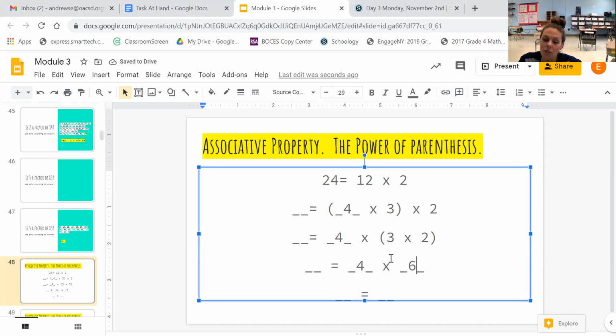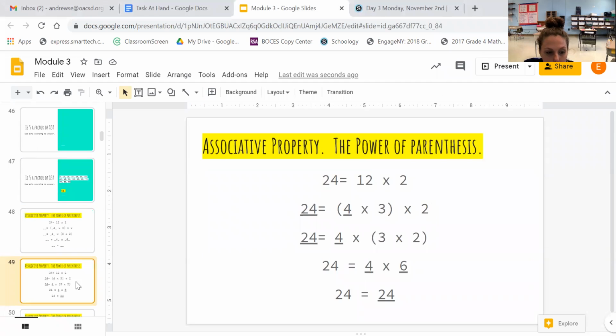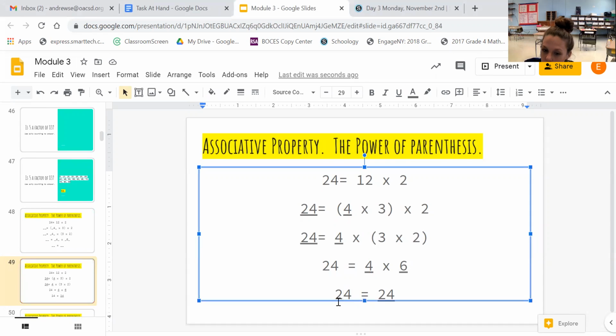So you can see these different ways that we can multiply to get to 24, noticing how we solved it differently all 4 times. And 24 equals 24. Remember, the point of the equal sign is that it's balanced. On one side and the other side, they're both the same. If not, it would not be equal if they weren't balanced.